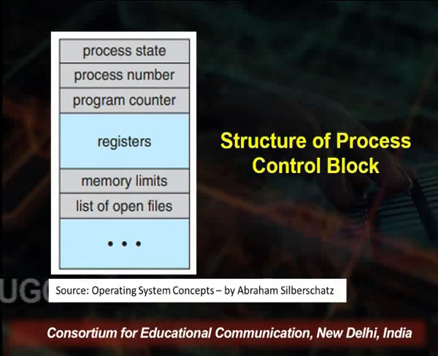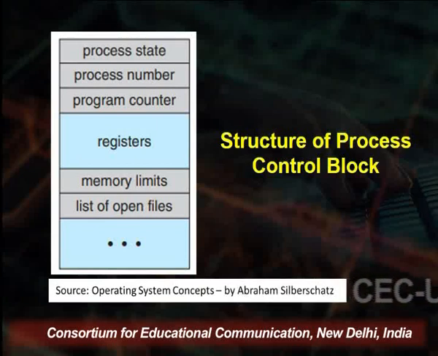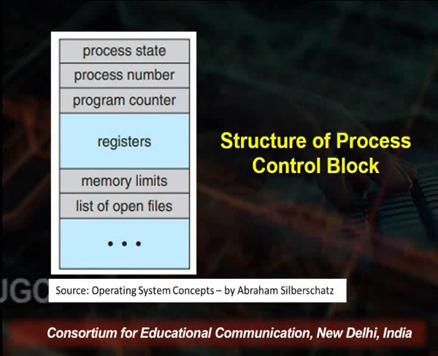First, the process state. In the previous lecture we saw there are 5 states of a process: new, ready, running, waiting and terminated. The state of the process whose process control block we are studying is kept account of here. Then there is a specific process number written. Then we have the program counter.